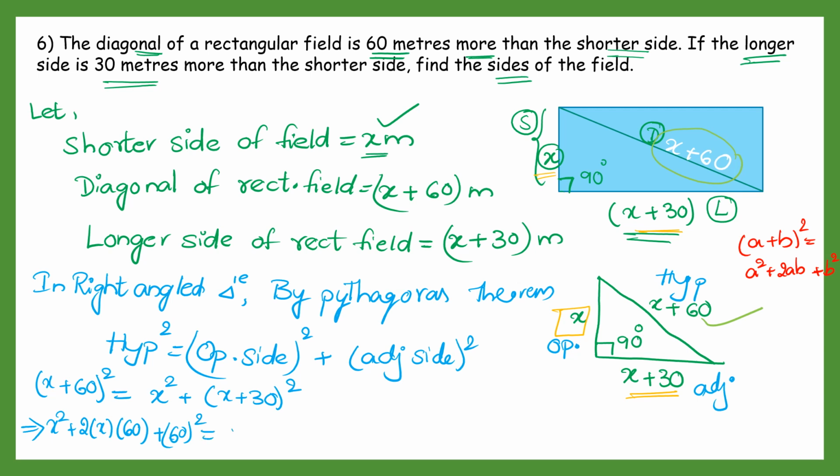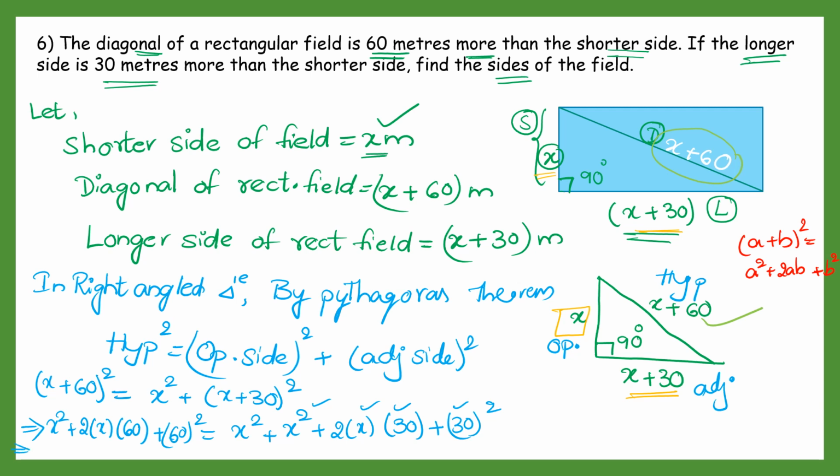This is equal to, on the right side, you have x squared, then (x plus 30) squared. If you expand this, x squared plus 2 into x into 30. That means it is in the form of (a plus b) whole squared, a squared plus 2ab plus b squared.